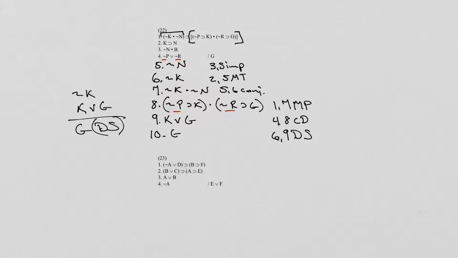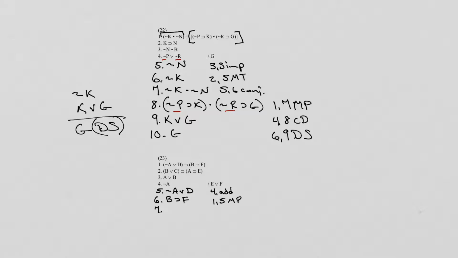Now we can easily do this with addition. So we already have a not A on line 4. So let's just take 5, not A, and then we'll just add a D. So 4 is addition, and then we'll just go ahead and use that with line 1, and we'll get B to F. So that's 1 and 5, modus ponens.